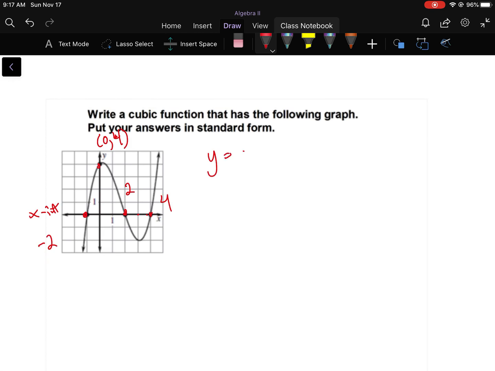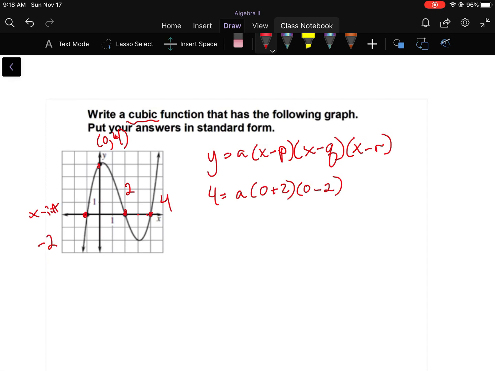So again, y equals a times (x minus p), there's one intercept, (x minus q), there's a second intercept, and (x minus r), there's a third intercept. And the reason why there's 3 intercepts is because I have x to the third power, because it's a cubic. So 4 equals a times (0 minus a negative 2, so plus 2), (0 minus 2), and (0 minus 4). So 4 equals a times 2, negative 2, negative 4.